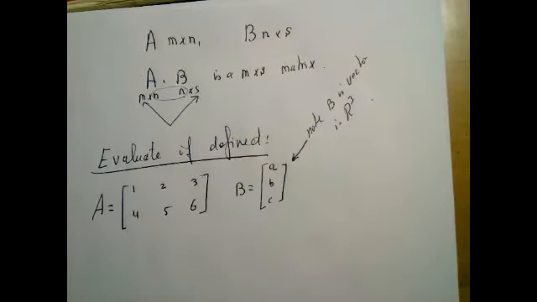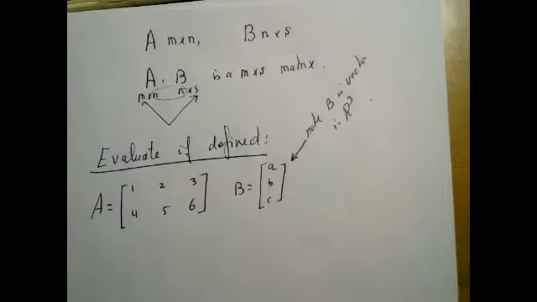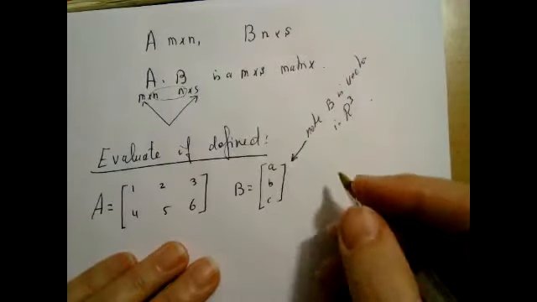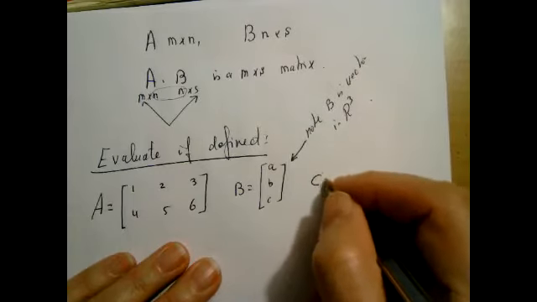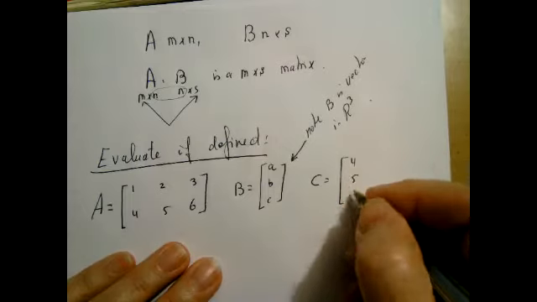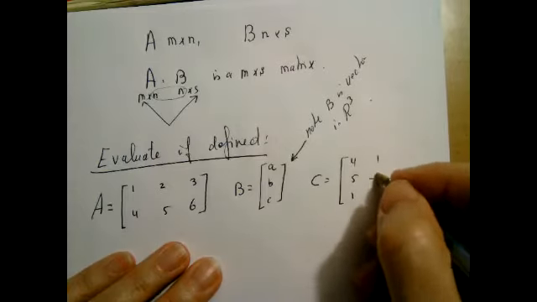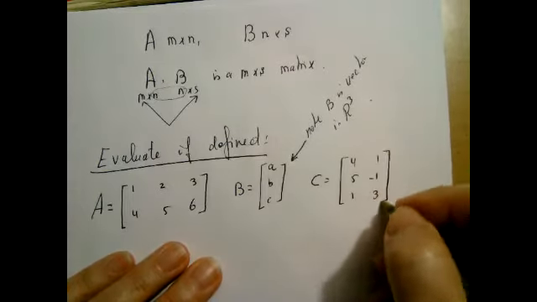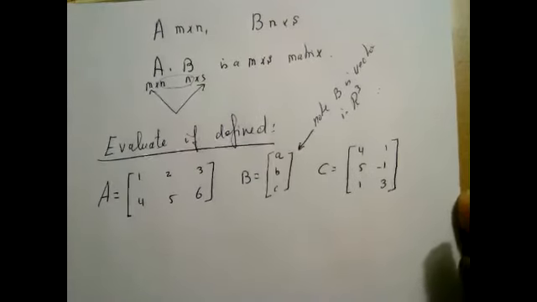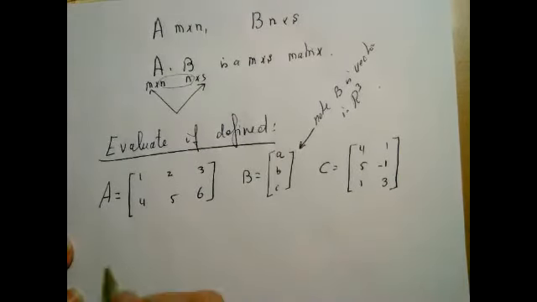Okay, so it's nothing more than a vector in R3 because it's a 3 by 1 matrix. So it consists of a list of 3 numbers. And let me take C to be 4, 5, 1, and let us say 1, -1, 3. Okay, so these are my matrices. And now the question: I'm going to give you a bunch of products and you have to tell me defined or not defined. So let us start.